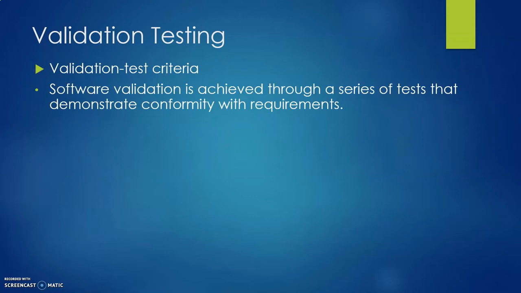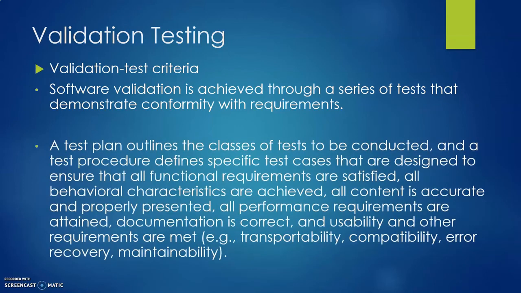Okay, in validation test criteria, a sub point coming under validation testing is the validation test criteria. Software validation is achieved through a series of tests that demonstrate conformity with requirements. Here a test plan outlines the classes of tests to be conducted, and a test procedure defines specific test cases that are designed to ensure that all functional requirements are satisfied, all behavioral characteristics are achieved, all content is accurate and properly presented, all performance requirements are attained, documentation is correct, and usability and other requirements are met.